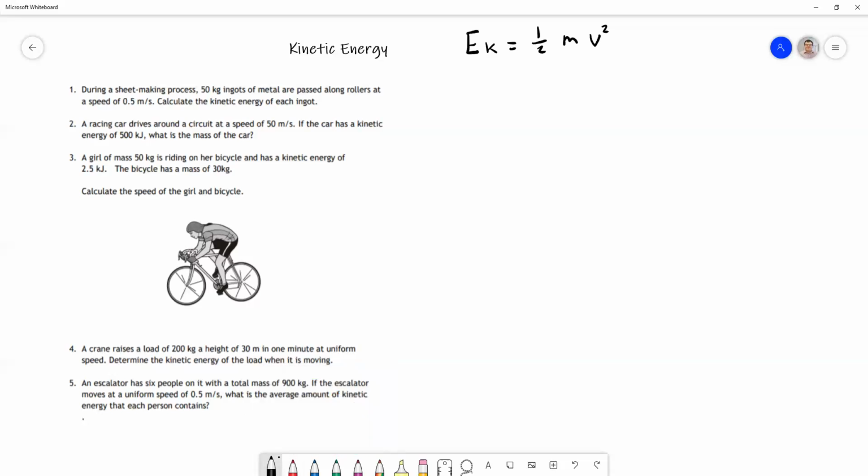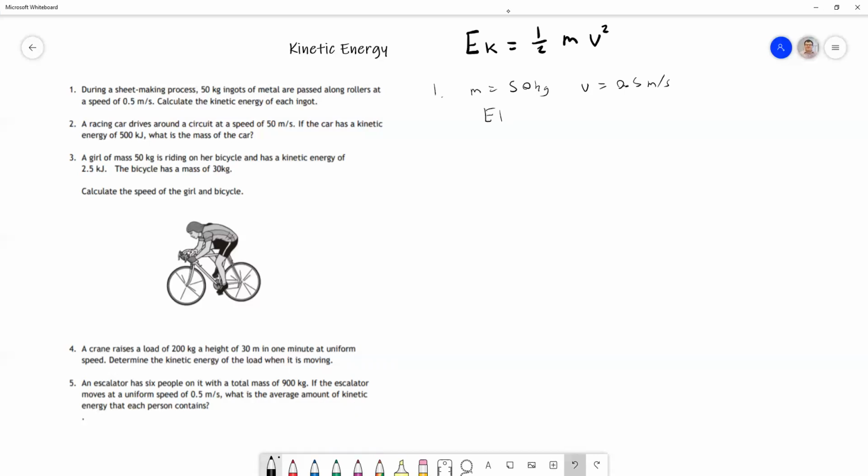Question 1 tells us that during a sheet making process, 50 kilogram ingots of metal are passed along rollers at a speed of 0.5 meters per second. Calculate the kinetic energy of each ingot. In question 1, we're given the 2 pieces of information we need from the formula. An ingot has a mass of 50 kilograms, which is the correct units, and a speed, or velocity, of 0.5 meters per second. So we have both things we need to use the formula, in the units we require.